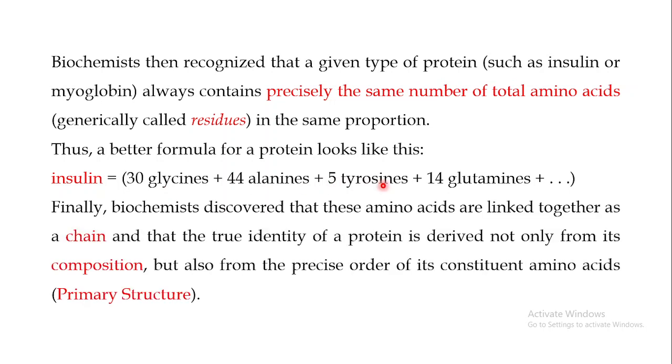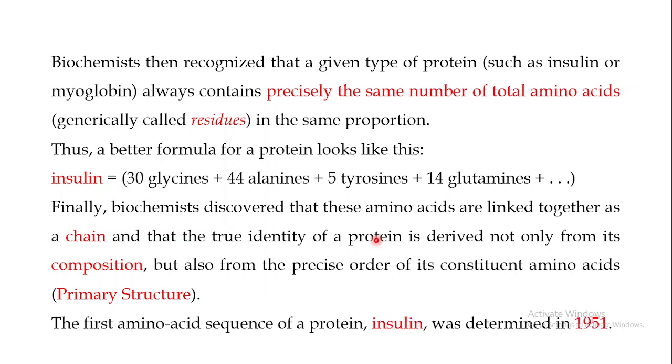They also recognized that the amino acids are linked together as a chain, which we call the primary structure of proteins, and the true identity of a protein is derived not only from its composition but also from the precise order of its constituent amino acids. So not only the precise number of total amino acids is important, but also the precise order of the amino acids is important for the proper functioning of a particular protein.